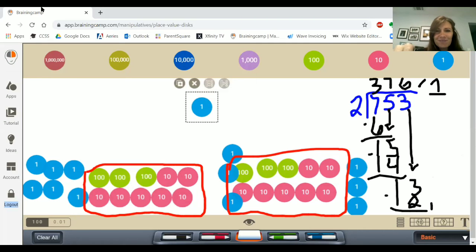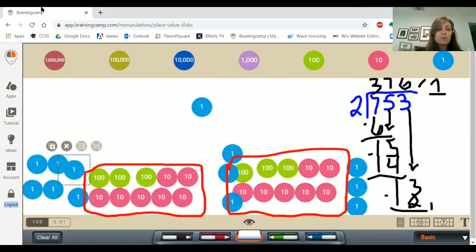So let's check our answers. How many do I get? So I have 1, 2, 3 hundreds. 3 hundreds. 1, 2, 3, 4, 5, 6, 7 tens. I have 7 tens here. And 1, 2, 3, 4, 5, 6 ones. 6 ones here. And there is a remainder of 1.